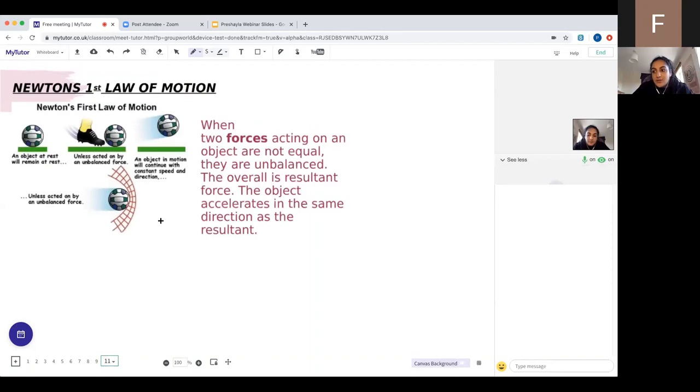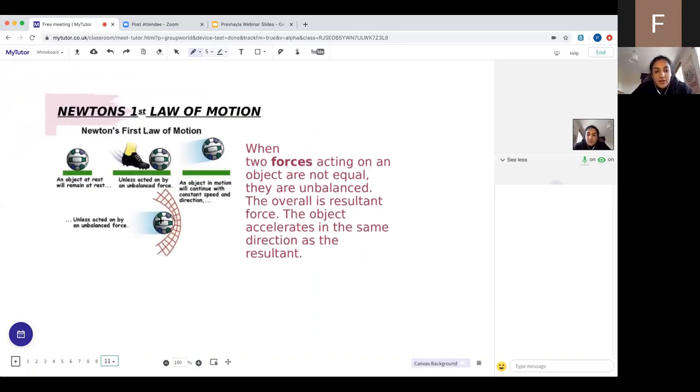And then we went on to talk about Newton's first law of motion. So Newton's first law of motion says that an object at rest remains at rest unless we hit it with an unbalanced force. The same with an object in motion will continue with constant speed and direction unless acted on by an unbalanced force.